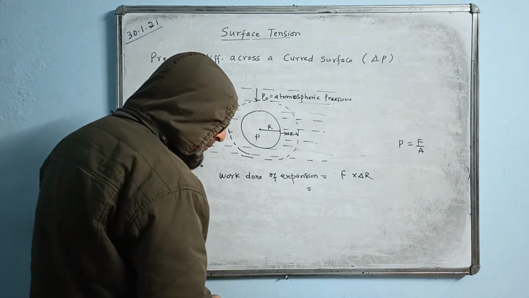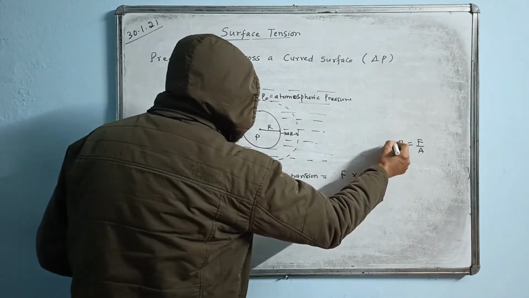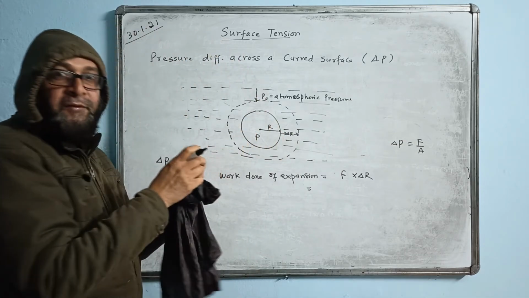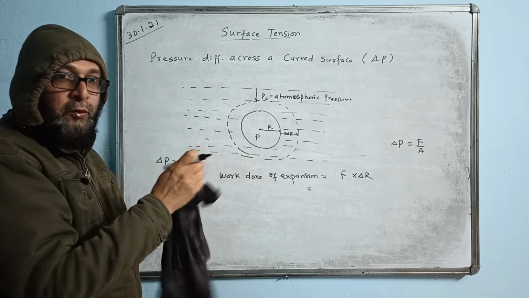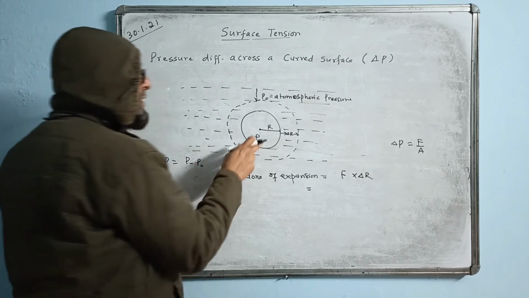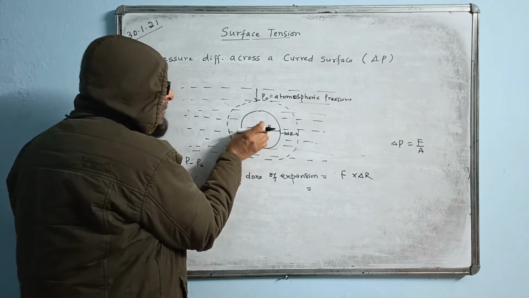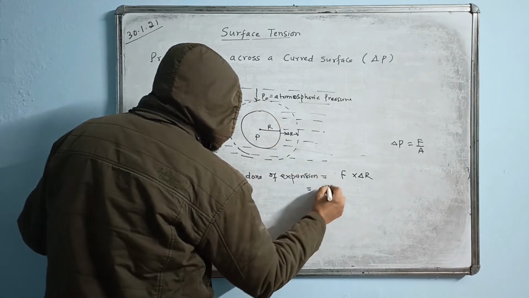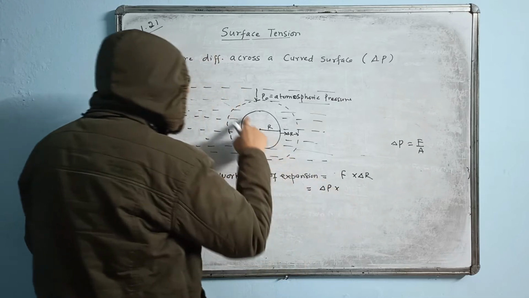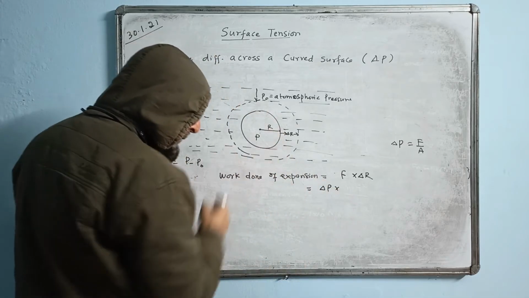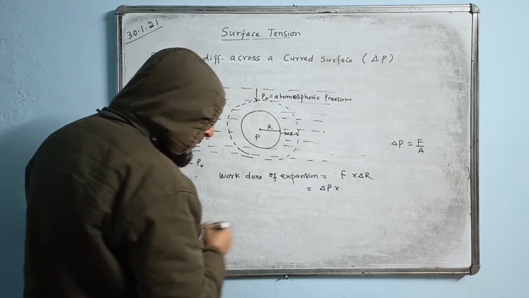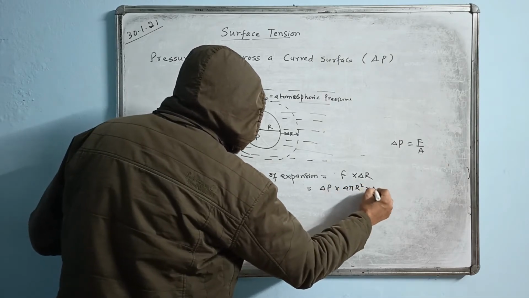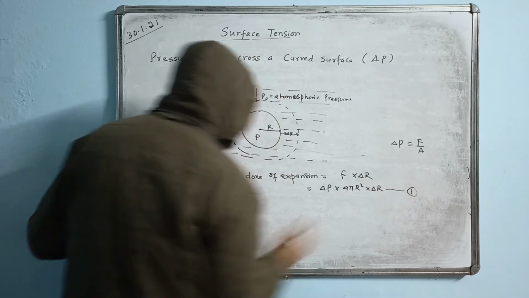So here we write the pressure difference, since the pressure difference is giving a force. The force direction will be the direction of the greater pressure. The inside pressure is greater than the outside pressure. So F is equal to delta P into the area. The area of the sphere is 4 pi r square. So work is 4 pi r square delta P into delta r. Mark this as equation 1.